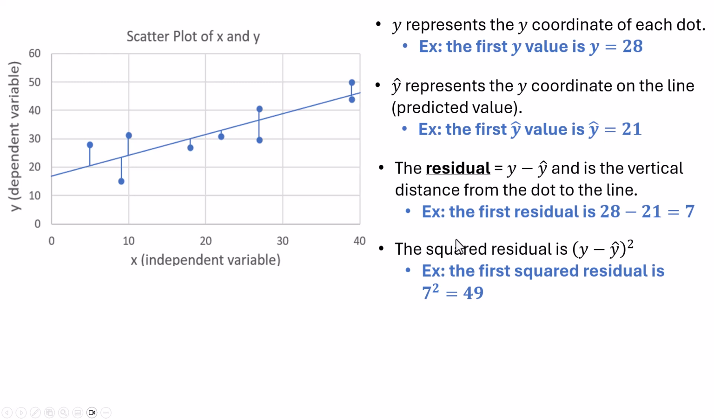Okay, so that brings us to the idea of the criterion that we're going to use for the best line. So what makes this the best line? And you might have thought it's just the line that is minimizing the distance from each dot to the line, like the vertical distance here, but it's a little bit more complicated than that. It is actually minimizing the squared distance, or the squared residuals.